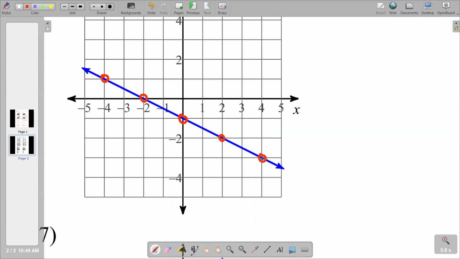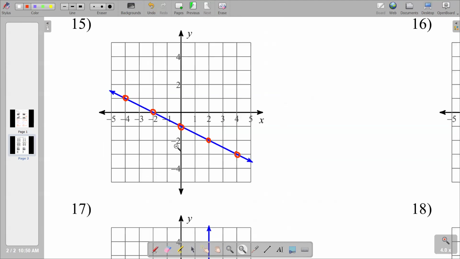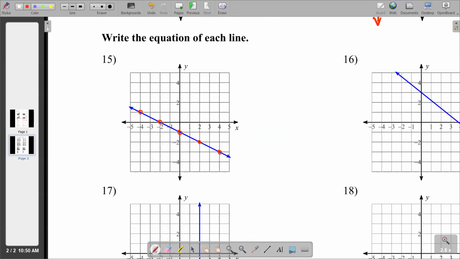We agree that those are all pretty obvious, right? So what is the equation of that line going to look like? Keith, go ahead. Is it y equals 1/2 x minus 1?